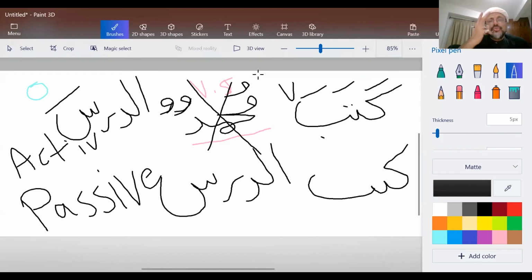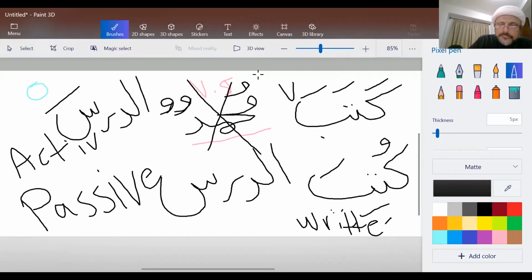Okay, so we need to do two things. The verb was what? Kataba. The verb will become kutiba. Like it was wrote, it has become written. Okay? Written. Kutiba. So it was wrote. Now it has become what? Written. Passive form.